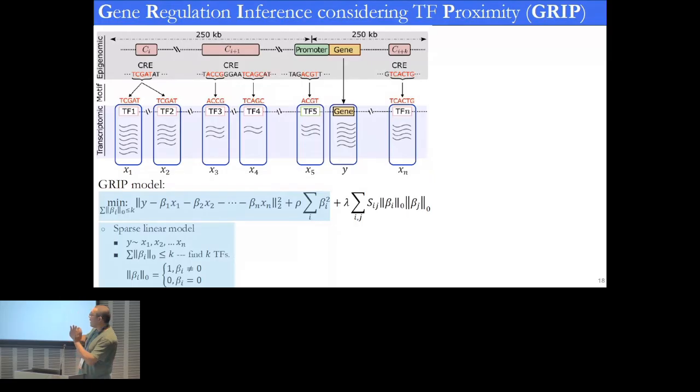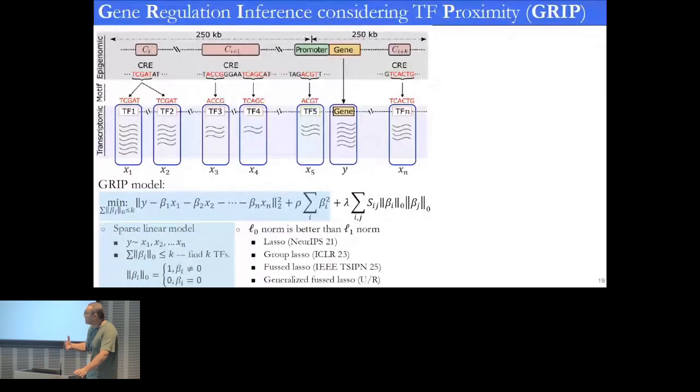You may ask why we're using the L0 norm. Over the past few years, my group did a series of work showing that using the L0 norm is better than using the L1 norm in the lasso model, the group lasso model, the fused lasso model, and the generalized fused lasso model when the sample size is small. We published a series of good papers on this. But this is nothing fancy, just a simple sparse linear model.